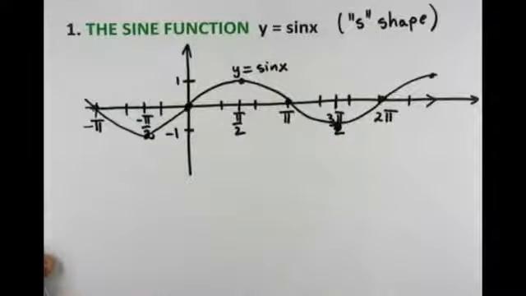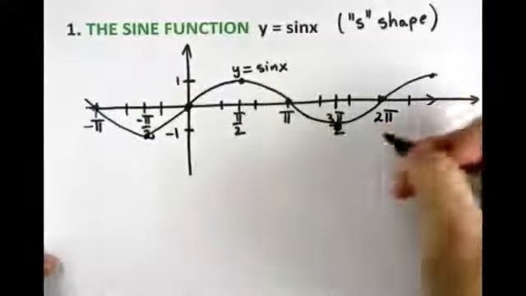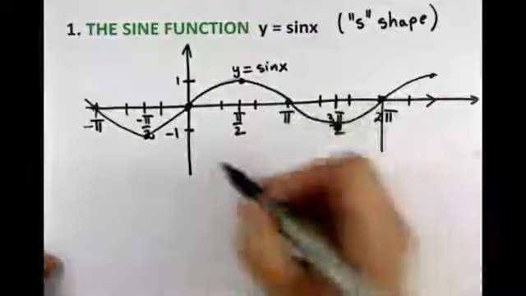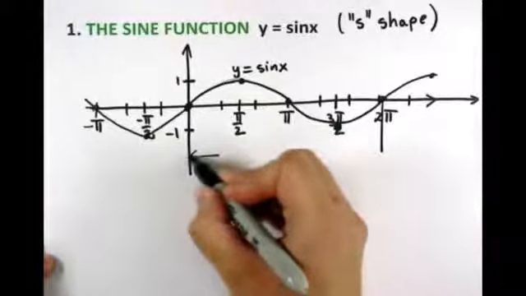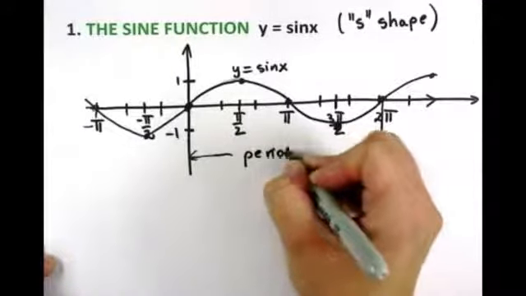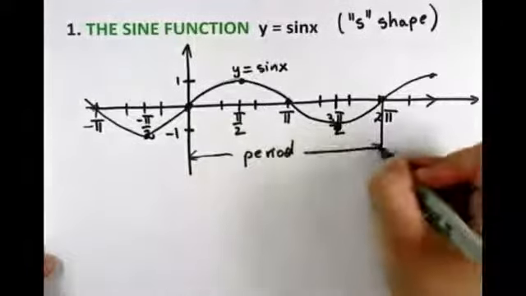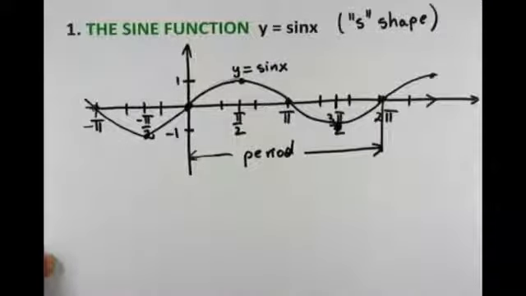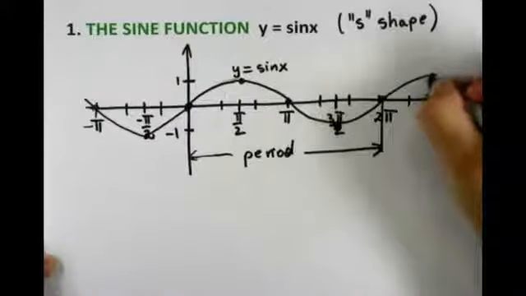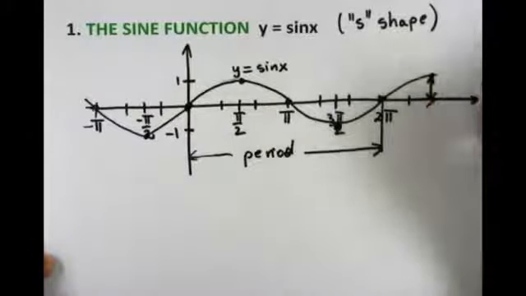Now the part that keeps repeating, that's my S shape, is called nothing else but the period. It is the part that keeps repeating, and the height of one bump is called the amplitude.